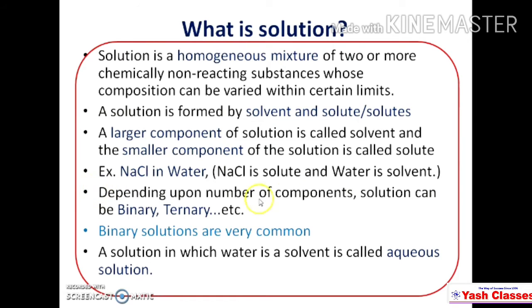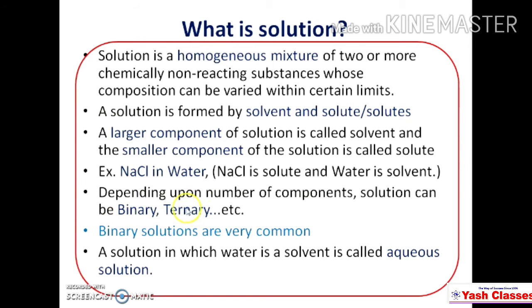Depending upon the number of components of a solution, there are different types of solutions, that is binary, ternary, etc. When a solution contains two components, it is called a binary solution. For example, when sugar is added in water, sugar is freely soluble in water, and therefore there are two components, one is sugar which is a solute and the other is water which is a solvent, and the resulting solution is a binary solution.